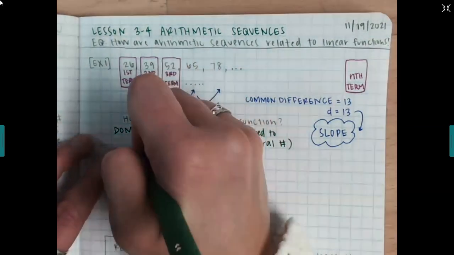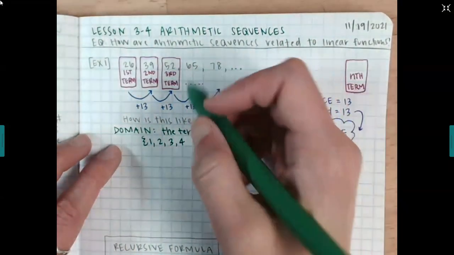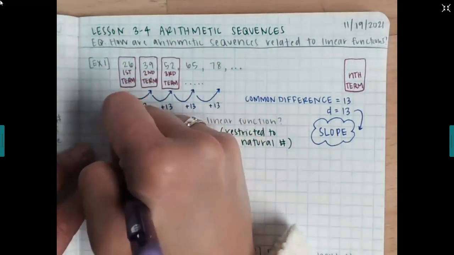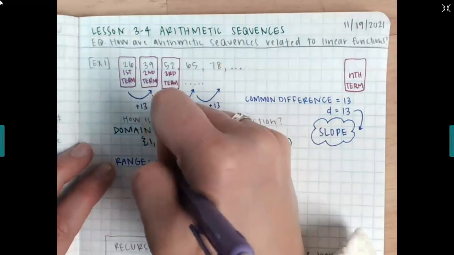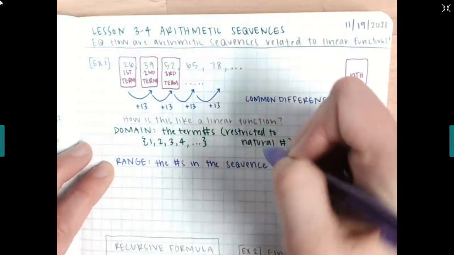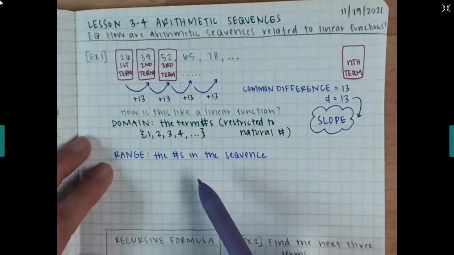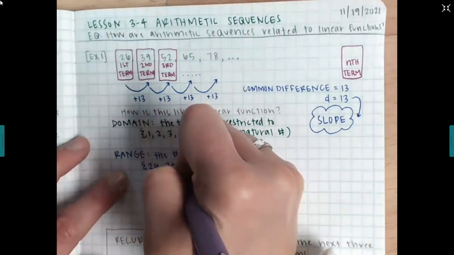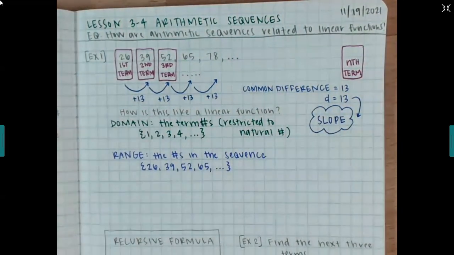Okay, so again, my domain is 1, 2, 3, 4, and it continues on and on. So I'm going to put the dots in. My range is the output values. That's the actual numbers in the sequence. So for example, here, this can be anything. It could be rational numbers, it could be fractions, decimals, depending on what the sequence is. But in this case, it's the numbers 26, 39, 52, 65. And again, it continues on and on and on. So we can just leave it like that.